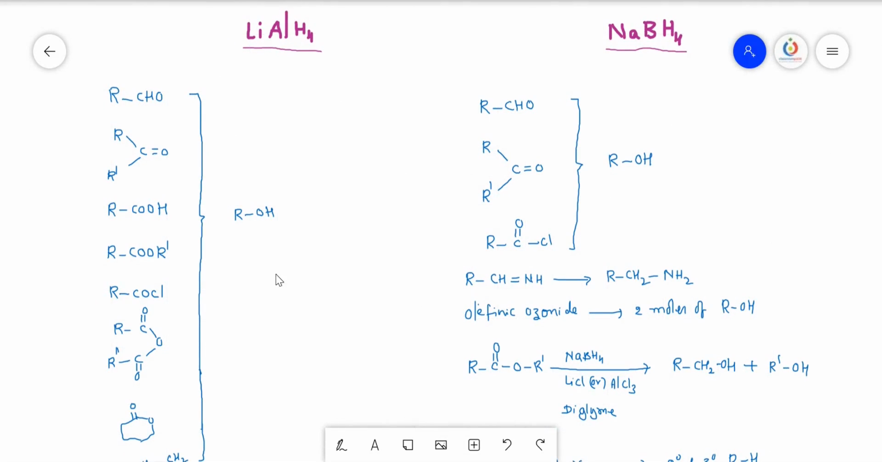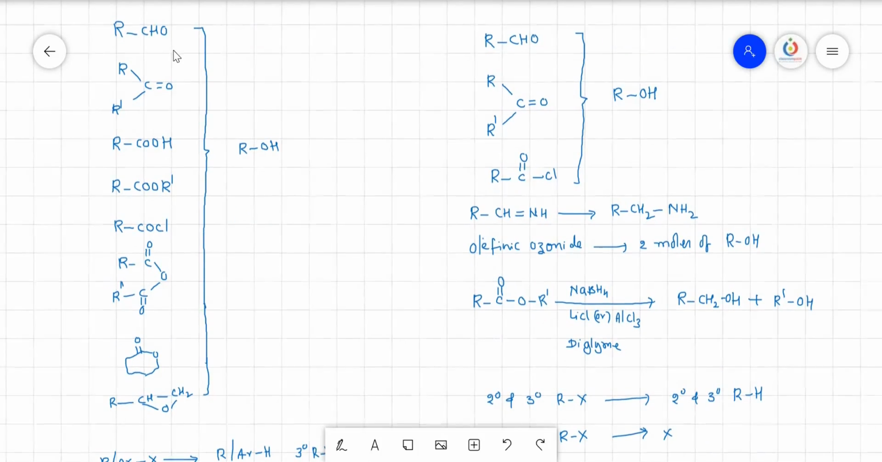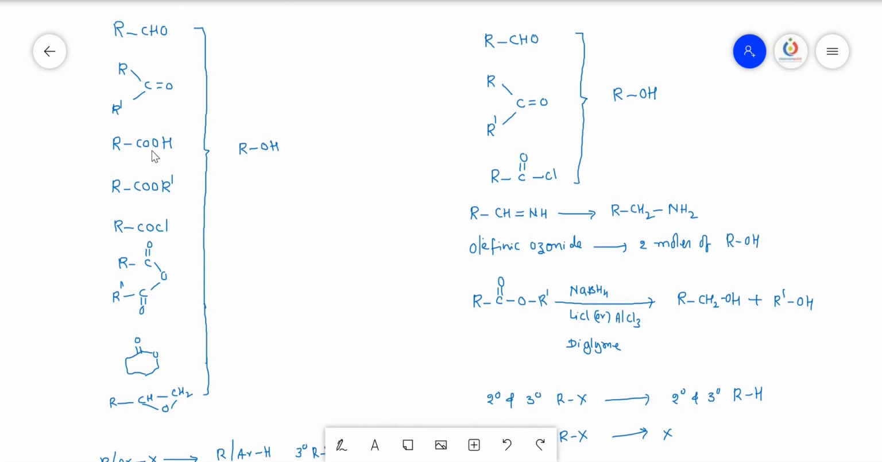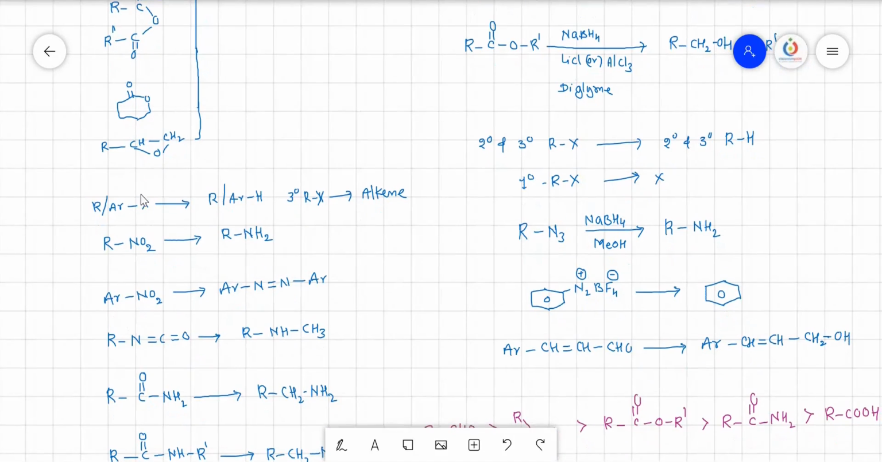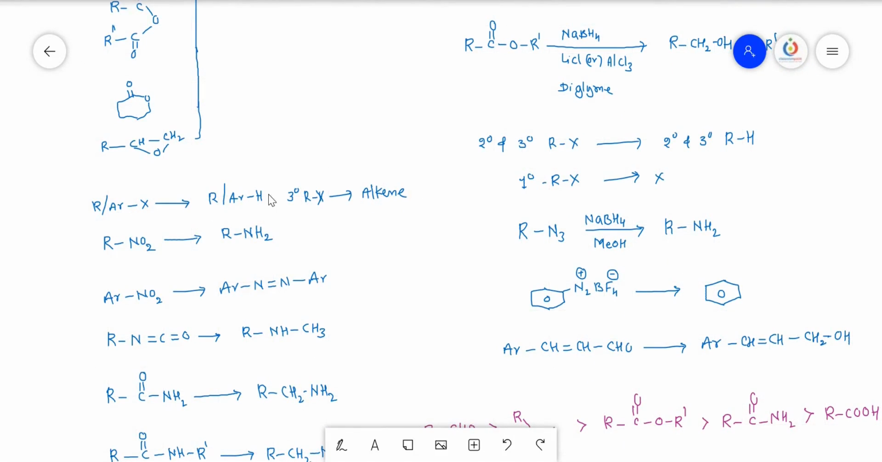So when you come to these two reducing agents, lithium aluminium hydride and sodium borohydride, lithium aluminium hydride reduces aldehydes, ketones, carboxylic acids, esters, acid chlorides, anhydrides, lactones, meaning cyclic esters, and epoxides to the alcohol. So all these functional groups will be reduced to the alcohol. And coming to the next point, any alkyl halides are reduced to their respective alkanes, but tertiary alkyl halides are reduced to the alkanes by lithium aluminium hydride.